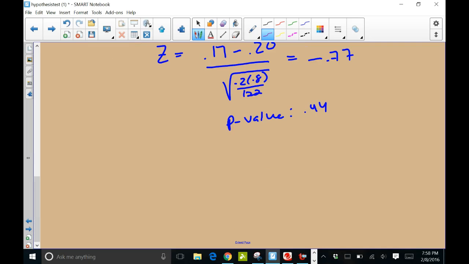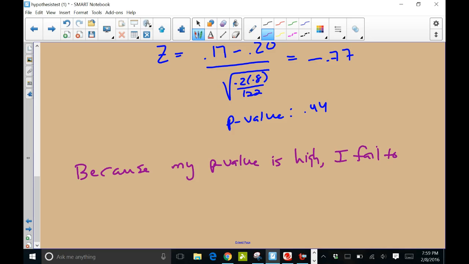So that's our last part. Remember, low, reject the H0. Our p-value is very high. We're saying that getting a sample statistic that's similar to ours is probably just due to natural sampling variation and could very easily happen if the true proportion of purple was 20%. So our conclusion: because my p-value is high, I fail to reject the null.